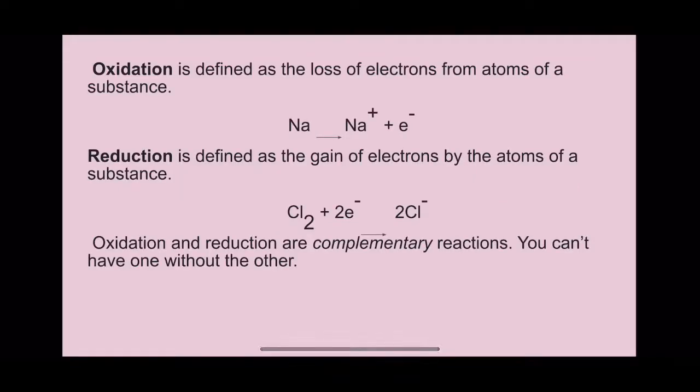Let's start with the definitions. Oxidation is defined as the loss of electrons from atoms of a substance, and reduction is defined as the gain of electrons by the atoms of a substance.